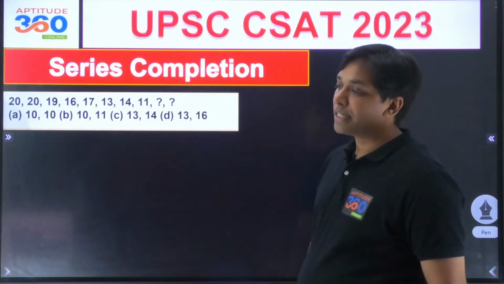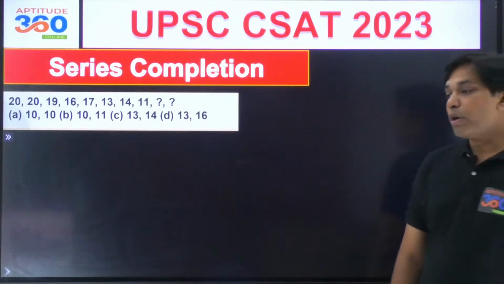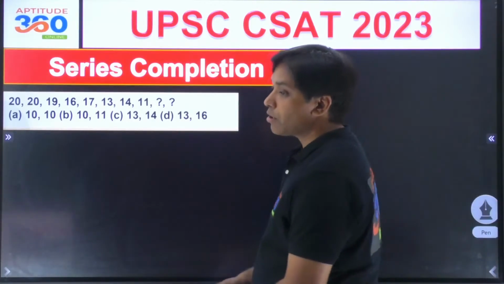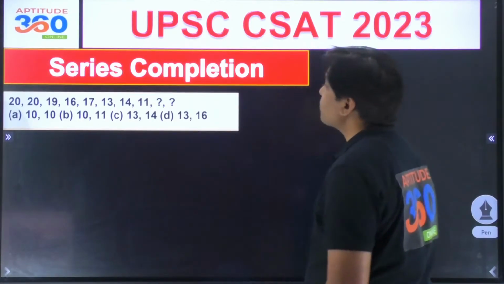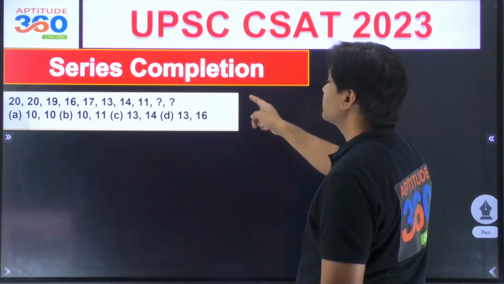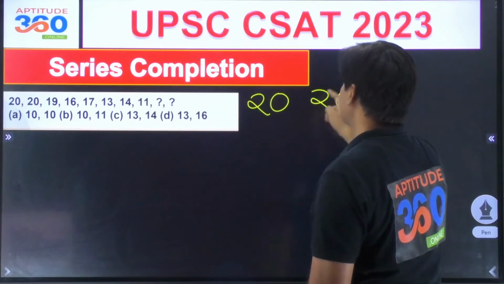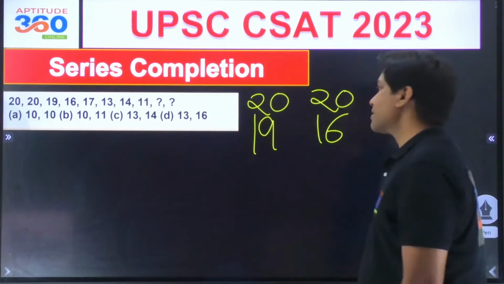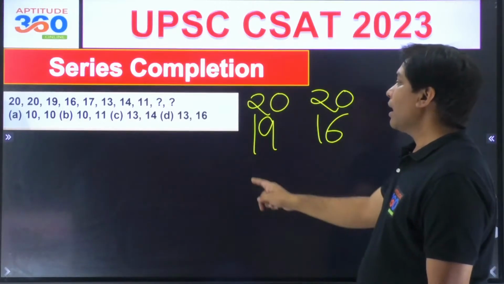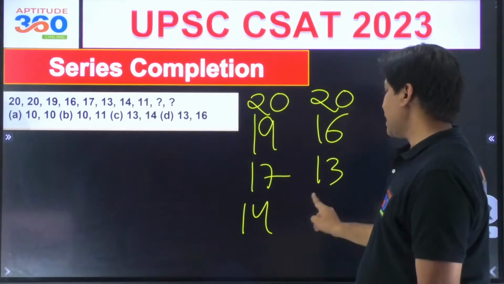So Shivam is getting the answer. Who else is getting the answer out here? Who else is getting the answer? Oh, Vishal is also getting the answer. How about Debashish? Debashish, how about this problem? So 20 and then 20 and then 19 and then 16, isn't it? And then 17 and then 13 and then 14 and then 11.